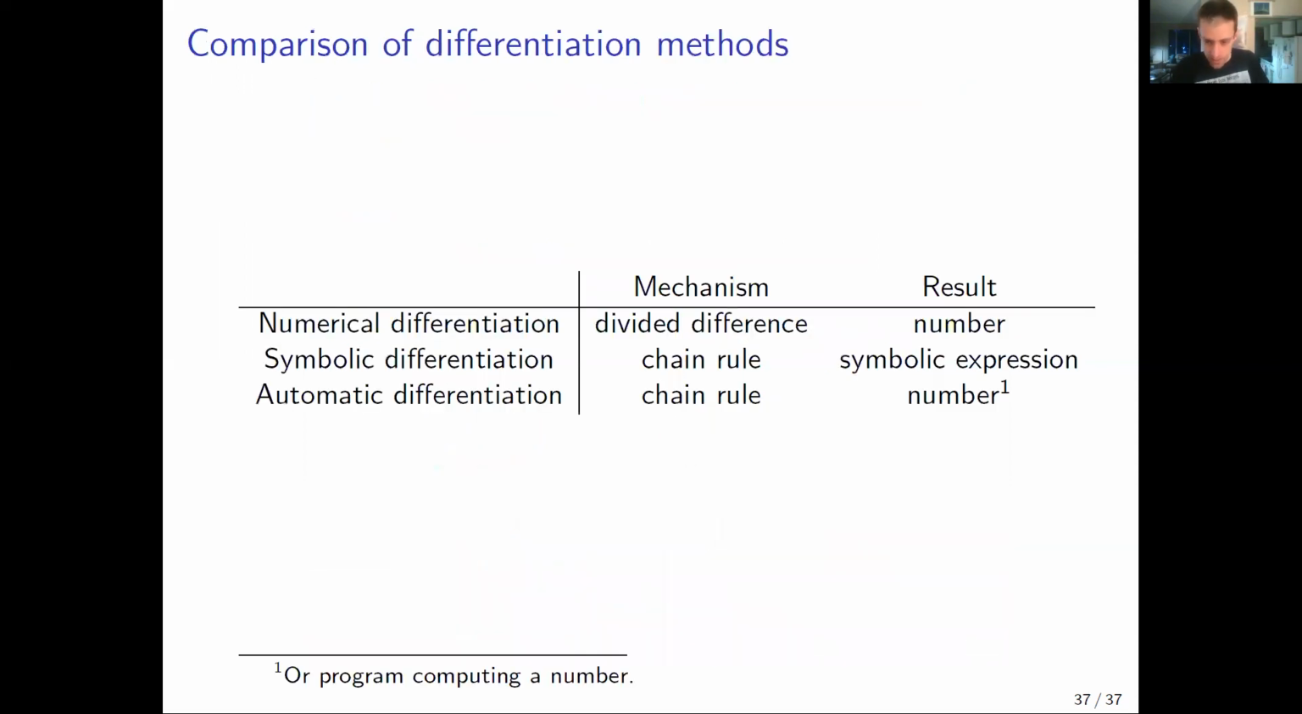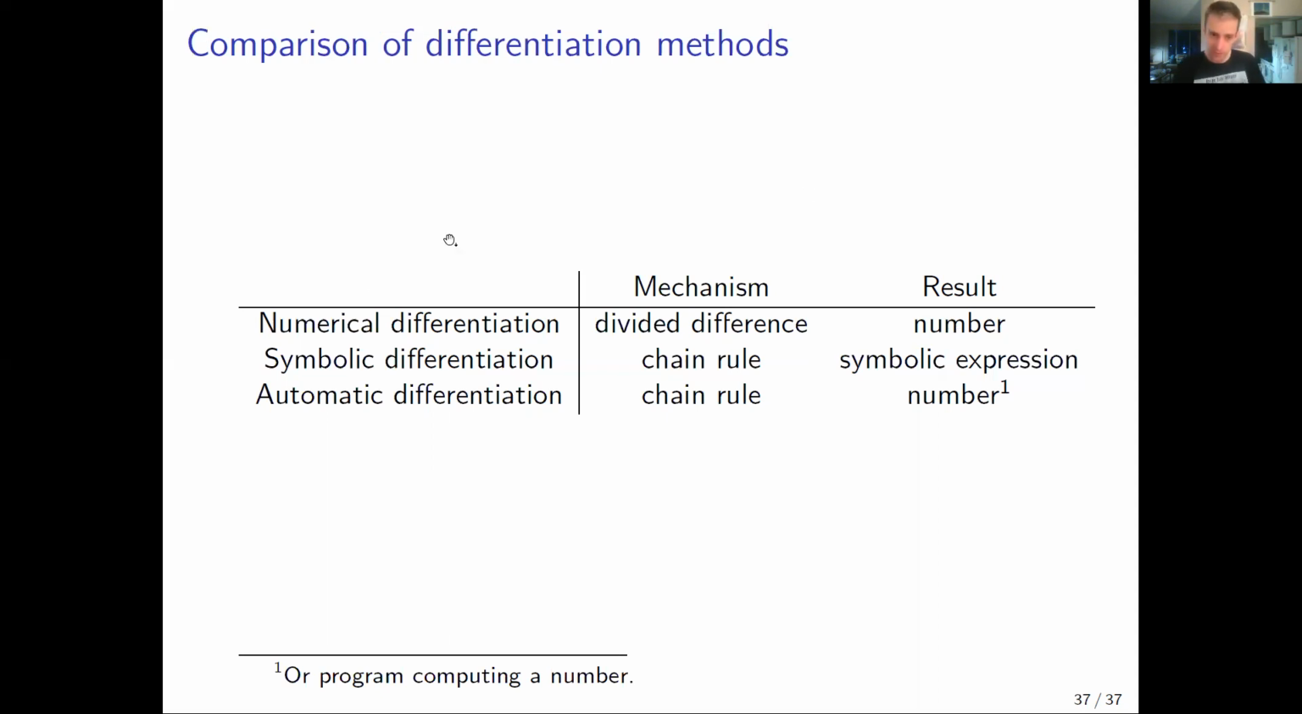Okay. And then this last slide is just a table I made based on some comments that the authors make comparing various forms of automatic differentiation, or various forms of computational differentiation, I guess you could say. These three forms they list here, and then they compare some aspects of them. The first one is numerical differentiation, which is this bump and reval approach we discussed at the very beginning, based on the divided difference definition of derivative. Its mechanism is divided difference, and its result is a number.